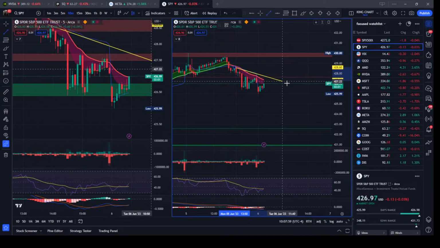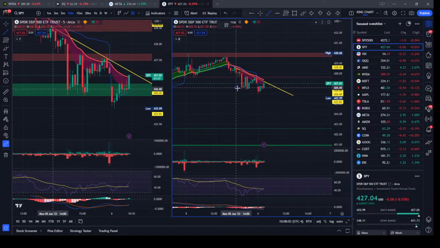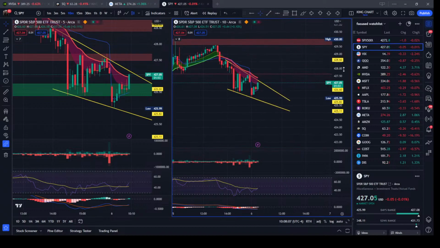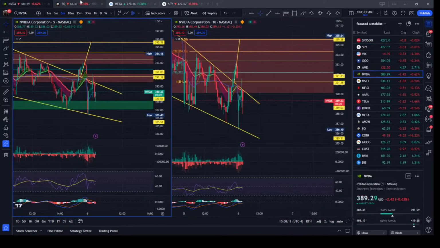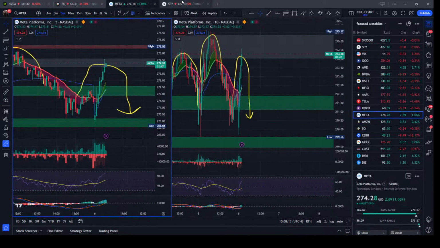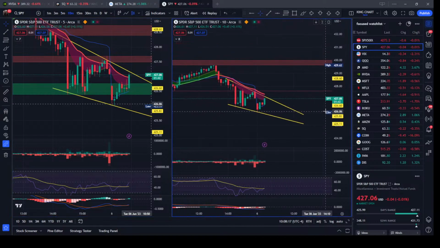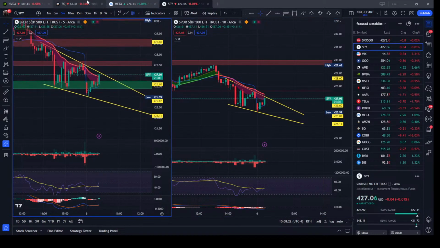Actually, on the 10, we can see a little trend line forming right there. Ooh, yeah, guys, we got a falling wedge there. I spoke too soon. Yep, this is super bullish on SPY. Okay. Yep, so this is actually what we're going to be playing.